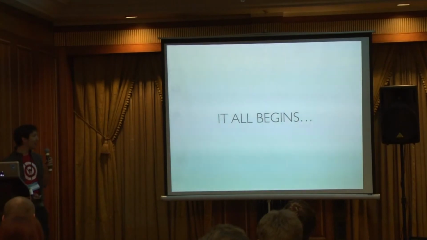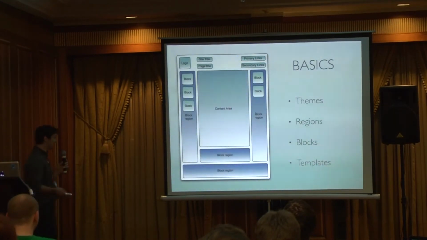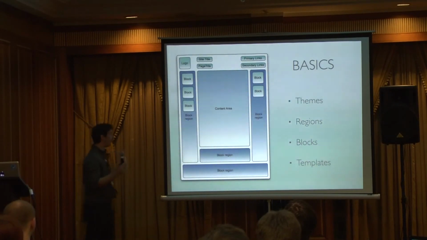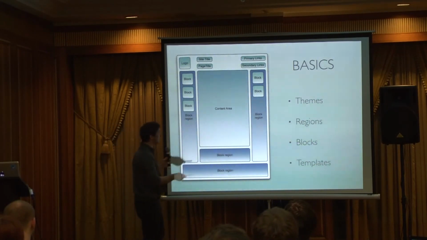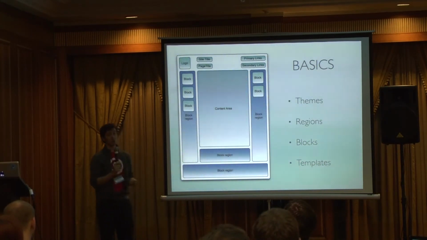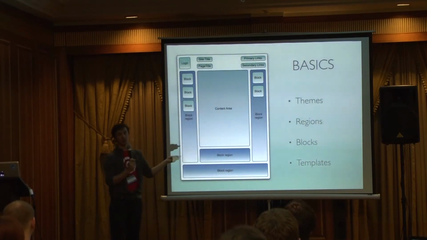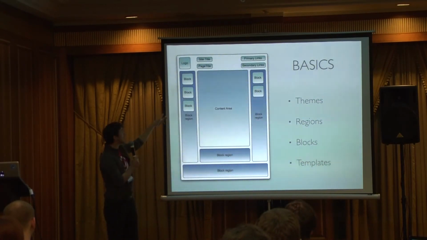So a little bit of background, how does that all begin? Well, in Drupal we have this system. In order to realize layouts, we depend on themes, regions, blocks, and templates. When you go to the configuration or to structure blocks, you can see that there's a main content area, and then the theme provides other regions where we can place blocks into.